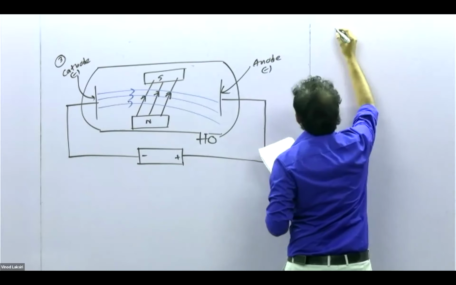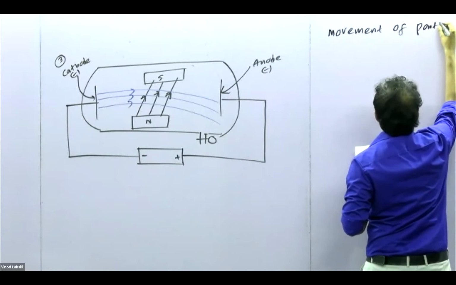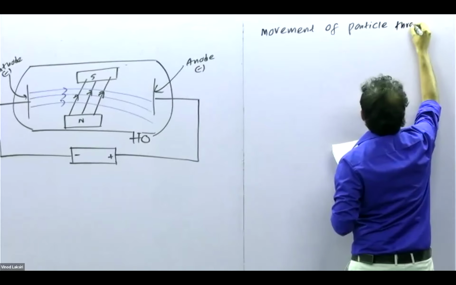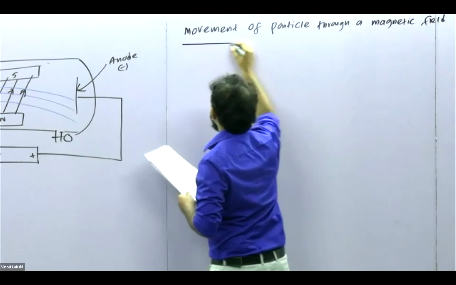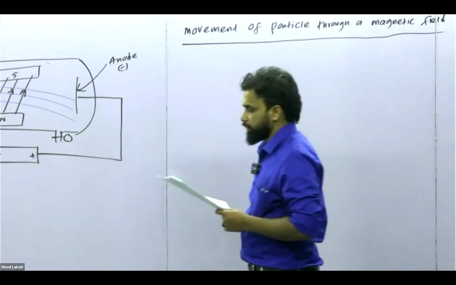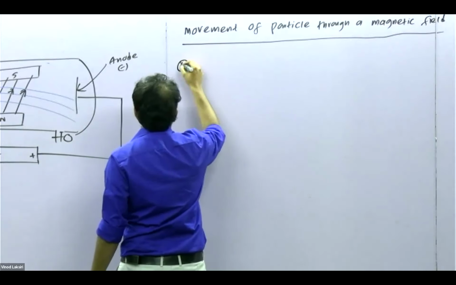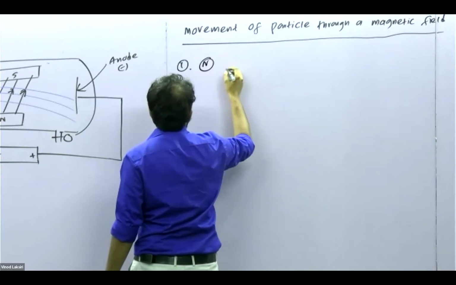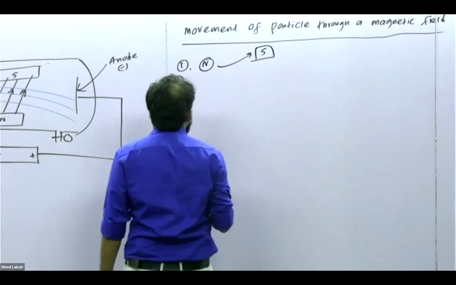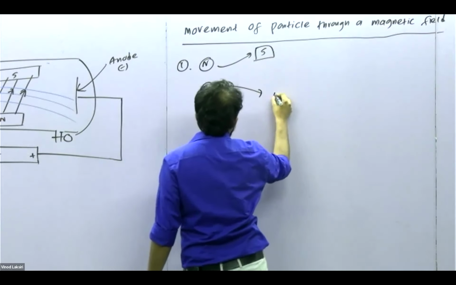Right. Then write down another subtopic: movement of a particle through a magnetic field. So when a particle moves through a magnetic field, the first thing is, think some particle has N magnetic property. What happens? It is attracted towards the S magnetic pole. If some particle has S magnetic property, what happens? It is attracted towards N.